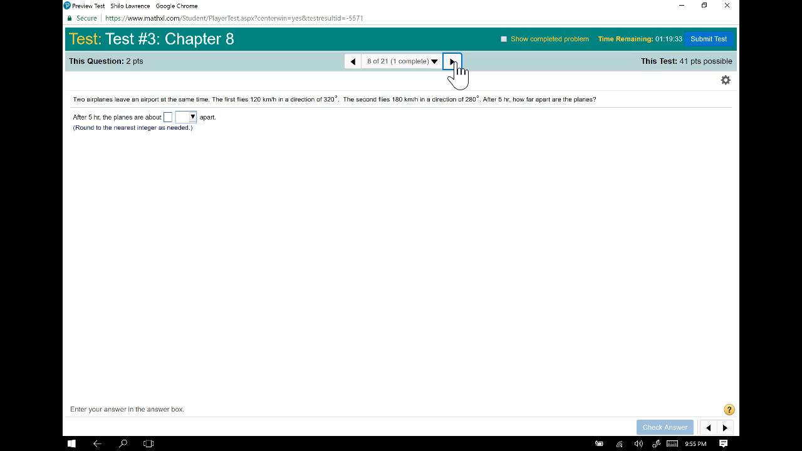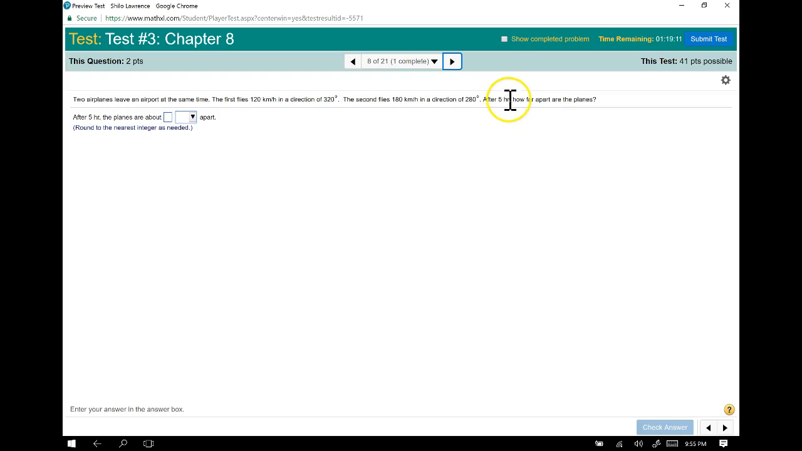This one could be solved with either vectors or triangles. It says 2 airplanes leave an airport at the same time. The first one flies 120 kilometers an hour in a direction of 320 degrees. The second flies 180 kilometers an hour in a direction of 280 degrees. After 5 hours, how far apart are the airplanes?